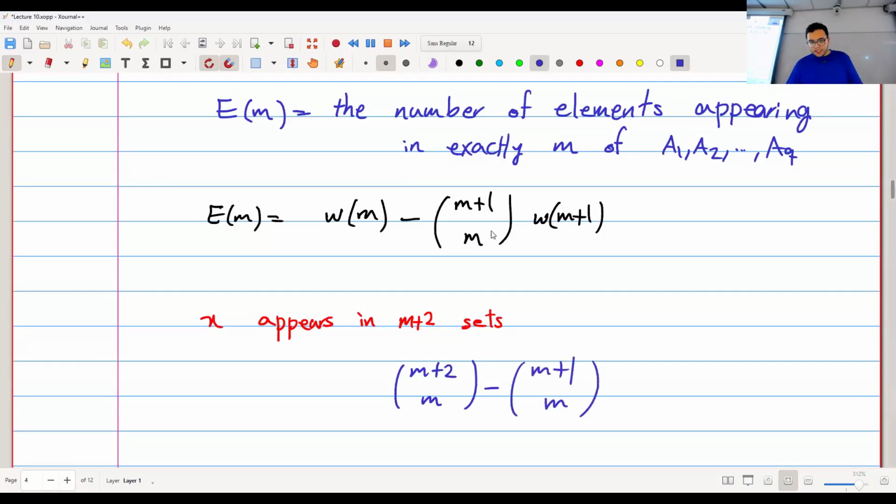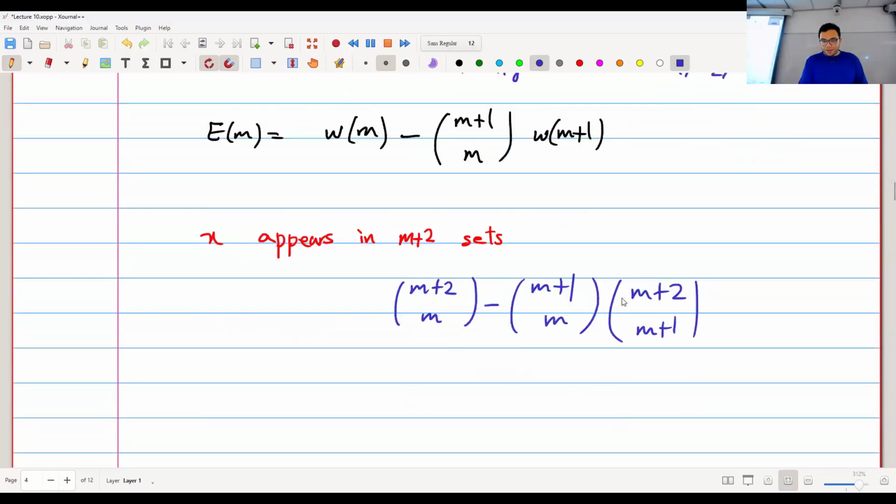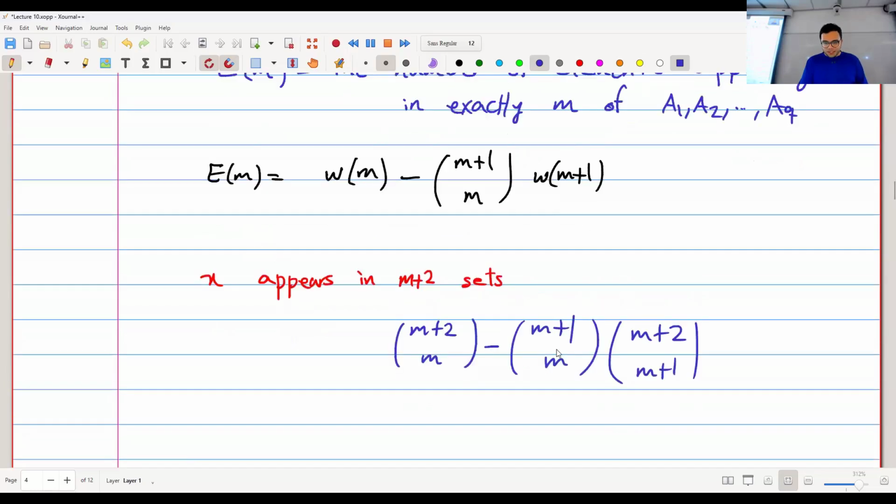But how many times is X counted in this one, in omega of M+1? M+2 choose M+1. Okay. So right now, this is the number of times that I'm counting X on the right side. But I want to count X 0 times. So I want to basically subtract this times omega M. But what is this value? Can we simplify this value? Any ideas on how to simplify it?